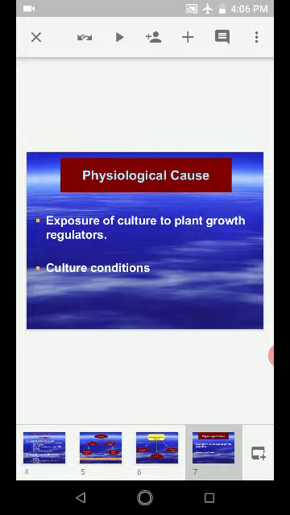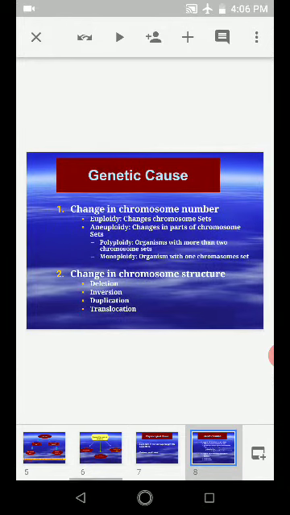Then there are cultural conditions. We provide a solidified medium instead of soil. That condition is also going to affect the development of roots. Moreover, instead of sunlight, we provide artificial light. We provide a perfect temperature, that is 25 degrees Celsius, but in nature the temperature keeps fluctuating. All these cultural conditions that we provide may bring about the physiological causes of somaclonal variation.